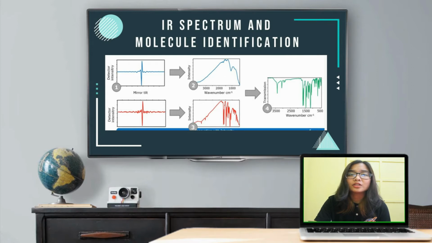This will be then transformed into the classical IR plot, which is the intensity versus the wave number, yielding a single channel reference spectrum. This will then be repeated with the sample at hand, producing a single channel sample spectrum. A transmission spectrum will then be produced by combining the two by dividing the sample spectrum by the reference spectrum. This is then used to identify the chemical present in the sample.